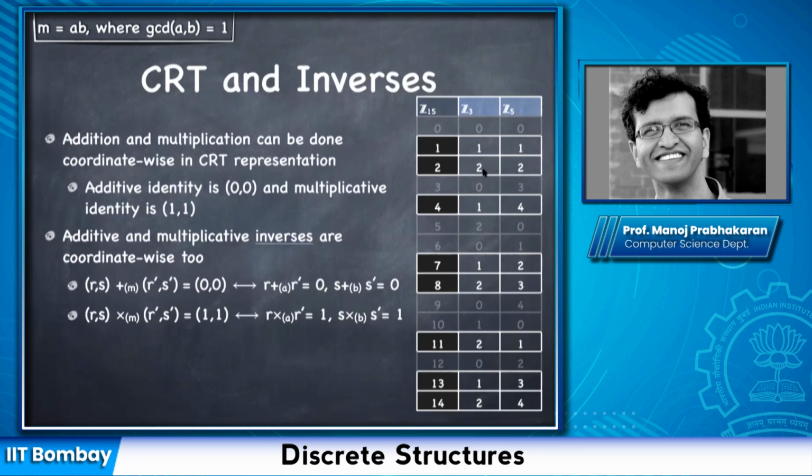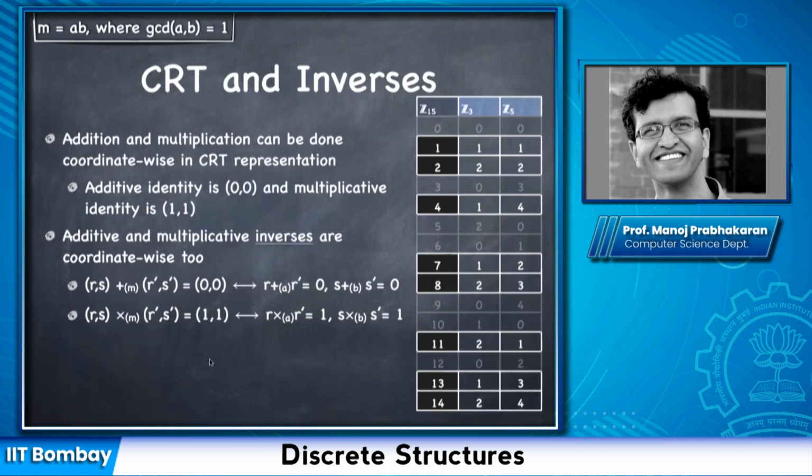So if both R and S are non-zero, then it has a multiplicative inverse, and if one of them is 0, or if both of them are 0, in either case, it doesn't have a multiplicative inverse. So 3 doesn't have a multiplicative inverse modulo 15, 5 doesn't, 6 doesn't, 9, 10, 12, 0, none of them do. The others all do, right? So these are the elements in the range 0 to 14 which have multiplicative inverses. And we'll have more to say about these numbers.